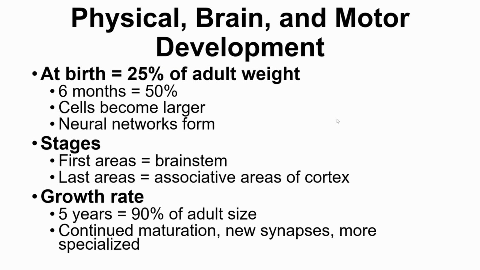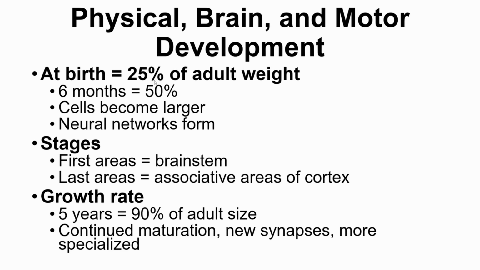But our next section is where we're going to get into some more of our physicality in terms of development. Specifically, we're going to start off talking about our brains, where when we're born, our brains are only about 25% of what they will be when we're adults.